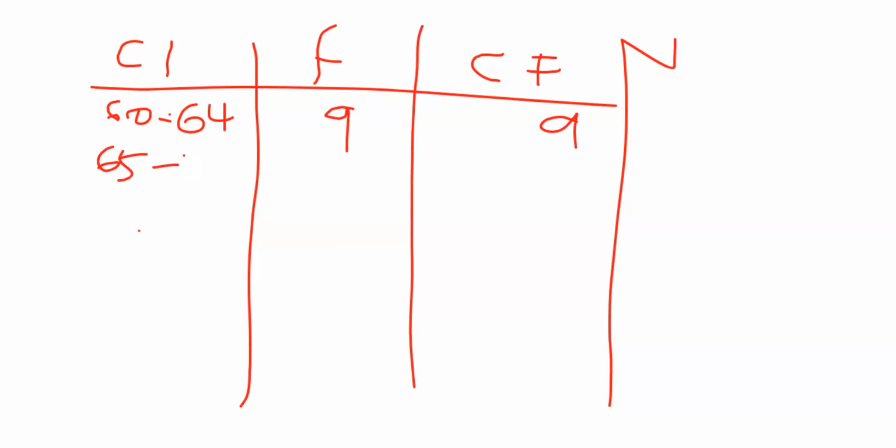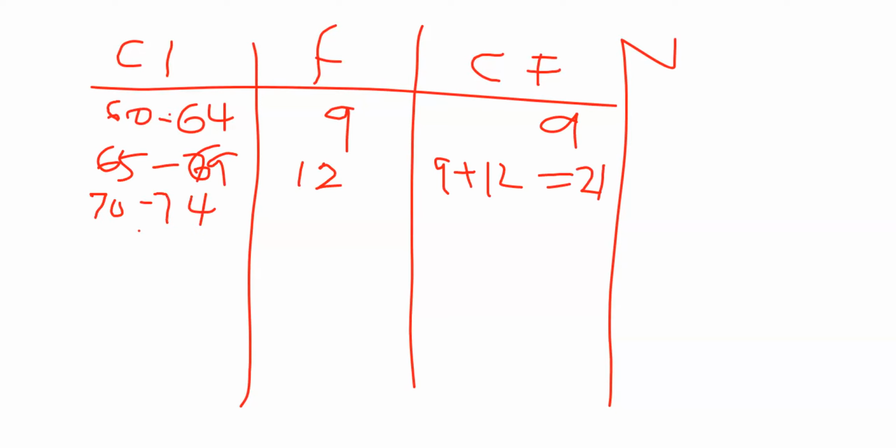65 to 69. The frequency then was 12. So it's going to be 9 plus 12 to give us the cumulative frequency as 21. Then it's 70 to 74. The frequency we got was also 12. We're adding, that's why it's called cumulative. That means we're adding things together. 21 plus 12, the cumulative figure will be 33.